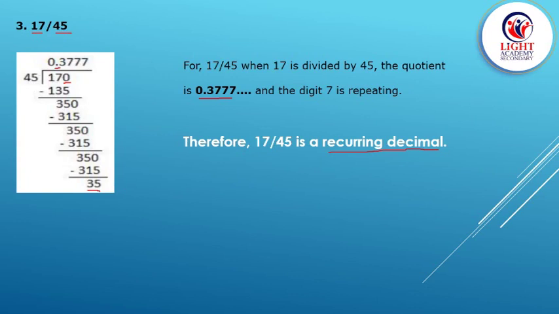So we have some explanation here. For 17 upon 45, when 17 is divided by 45, the quotient is 0.37777 and you can see some dots there, which means it is going on. It has not stopped, and the digit 7 is repeating again and again. Therefore 17 upon 45 is a recurring decimal. So what is a recurring decimal? Recurring decimal means that after the decimal point, if the same number is repeating again and again, that number is a recurring decimal.